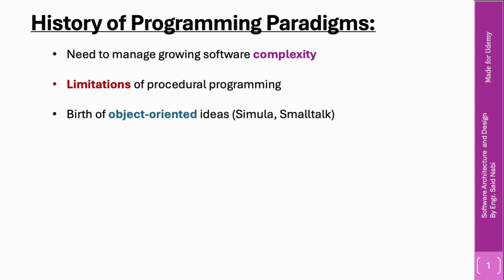Then the idea of object-oriented programming came with the introduction of Simula and Smalltalk. Simula introduced classes and objects for simulation, while Smalltalk took the idea further. Everything was an object. These languages showed that software could be designed to mirror the real world. For the first time, software had a structure that made sense to humans.